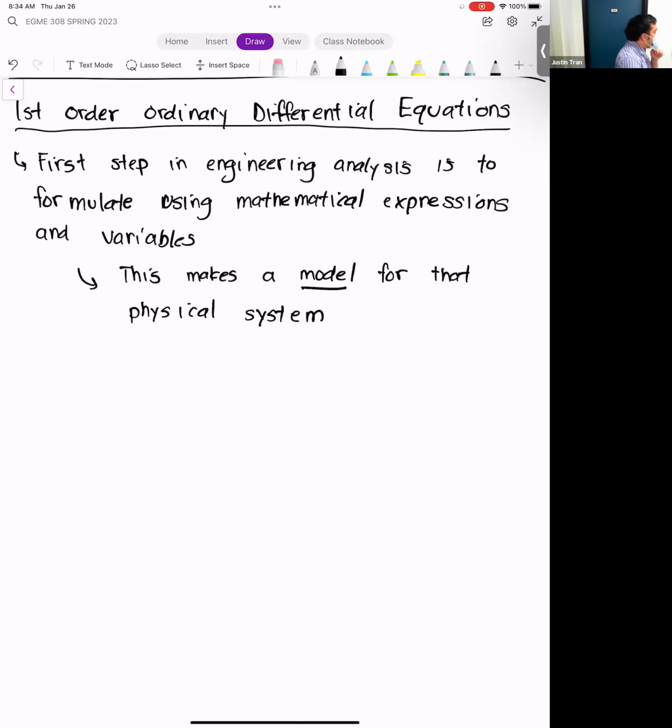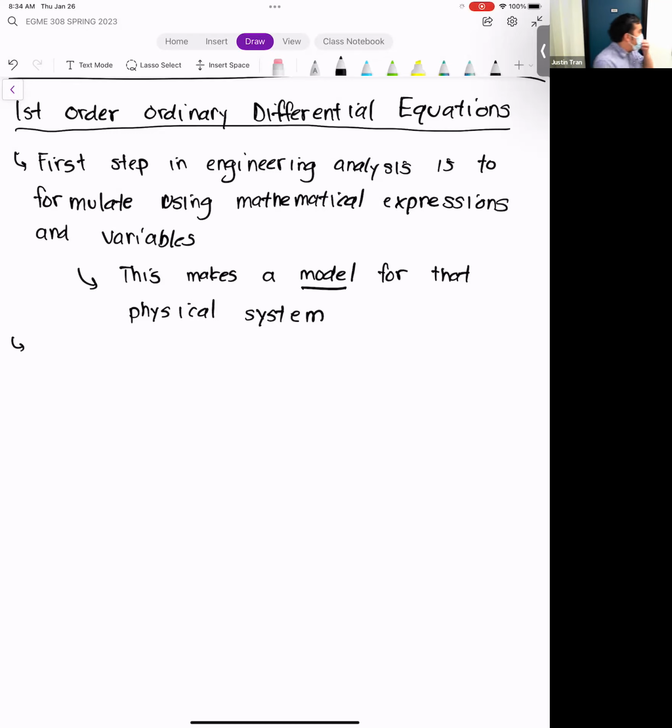So you'll hear me use the word model quite a bit in this class. When I say model, all I mean is that you've taken a physical system and you've represented it with math. The benefit of this is that you can use that mathematical expression to predict its behavior, to analyze its behavior without having to physically try it out. So that's what a model is.